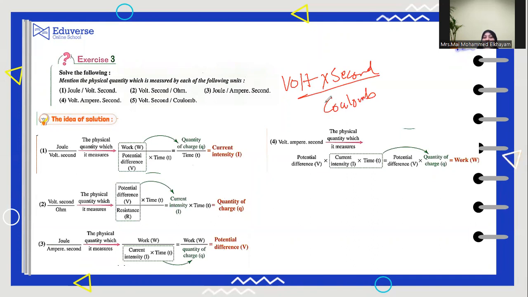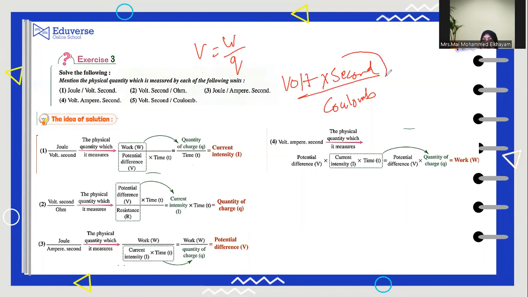Okay, let's see the relationships here. Volt by second, do I have this relation? No. Do I have volt divided by coulomb? Let's revise that. I have V equals W over Q. So if I have volt over coulomb, do I have that? No. So it doesn't work because the work done is volt multiplied by the quantity of charge.